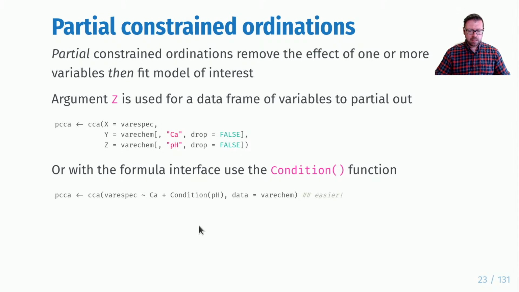So the last sort of thing in this topic is to look at what partial constrained ordinations are. Partial constrained ordinations are where we remove the effect of one or a group of variables first. So we remove that information from the model. We essentially residualize the data with respect to these variables, and then we fit a model to what's left over. And so we have some amount of variation that can be explained by some other set of variables, and then we would have any unconstrained variation that's left over.